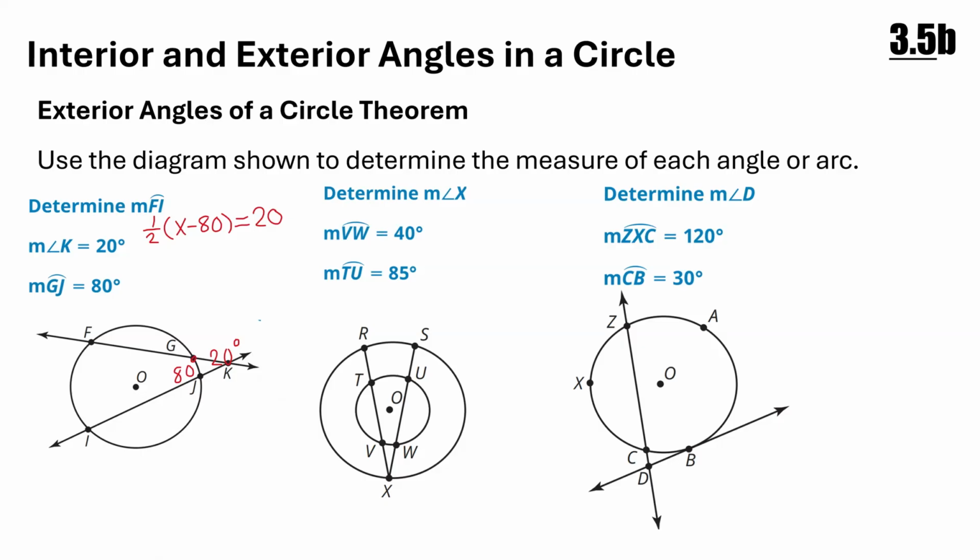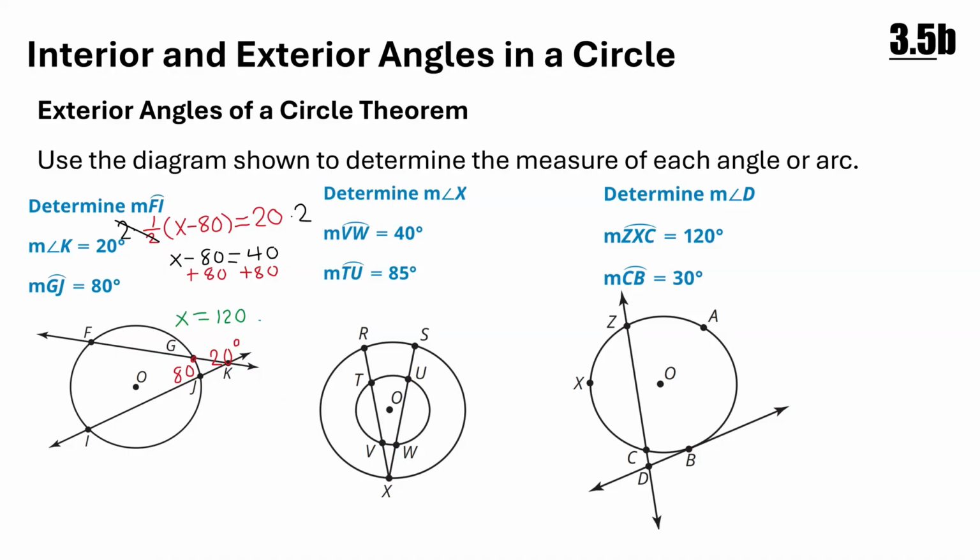To solve for x, start with multiplying 2 to both sides of the equation to get x minus 80 equals 40. Next, add 80 to both sides of the equation to get x equals 120. Therefore, the measure of arc FJ is 120 degrees.